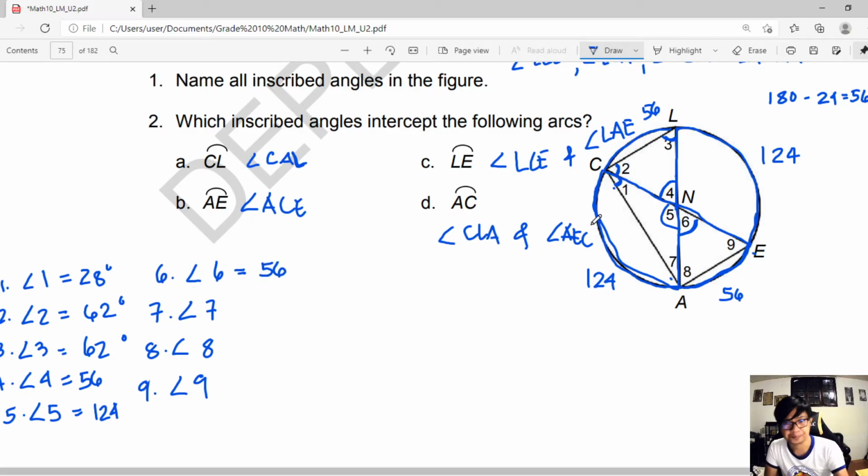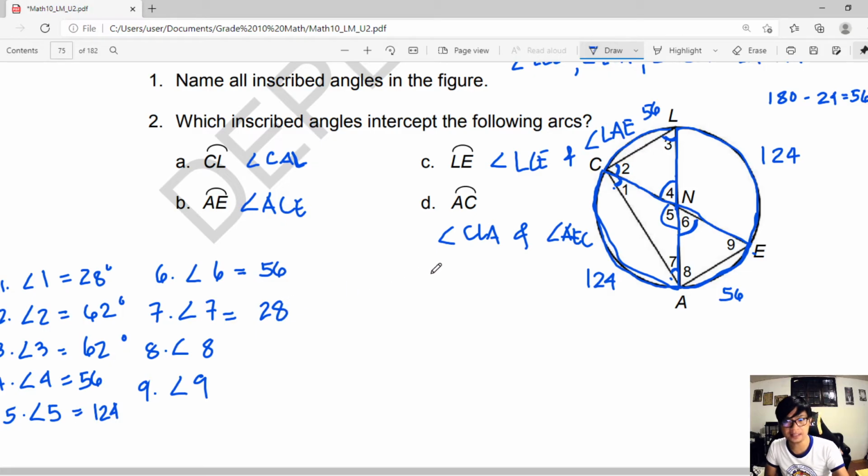Number 7. This one is an inscribed angle. So, ang measure nito is 1/2 ng measure ng intercepted arc. 56. What is 1/2 of 56? That's 28.